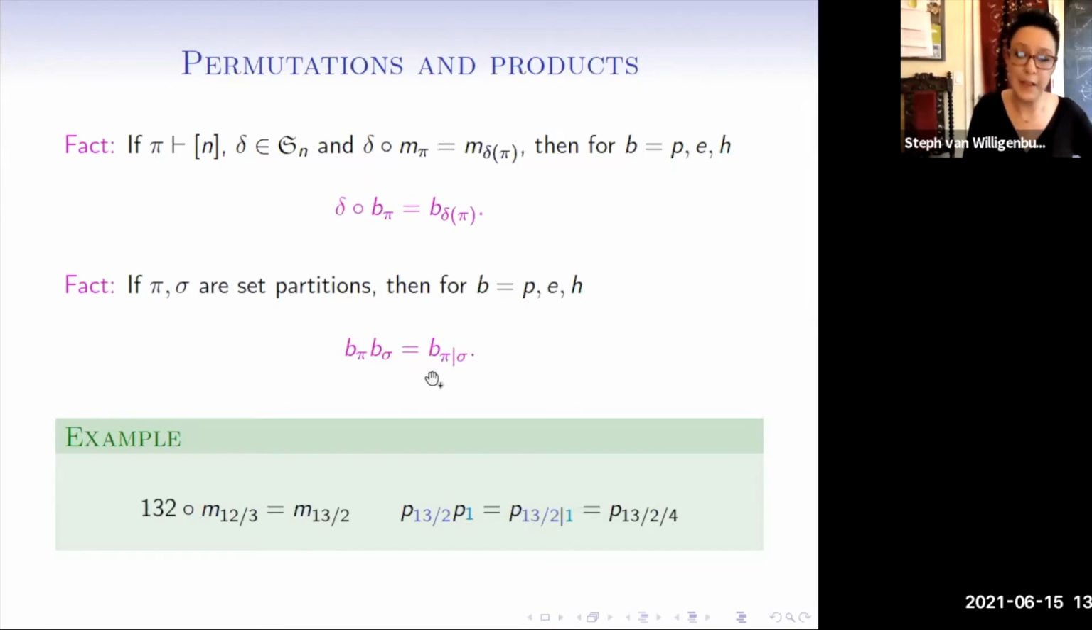So let's have a look at a couple of examples. So if we take m_{1,2,3}, and let the permutation 1, 3, 2 in one line notation act, well, that's just going to swap the 2 and the 3. So we're going to go from m_{1,2,3}, swap the 2 and the 3, and get m_{1,3,2}. If we now look at this product right here, then p_{1,3,2} times p_1 is going to be, by this definition right here, p_{1,3,2 slash 1}, which by our definition of slash product is going to be p_{1,3,2,4}.